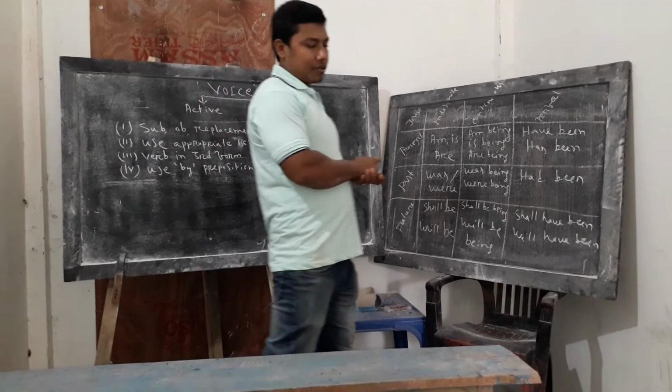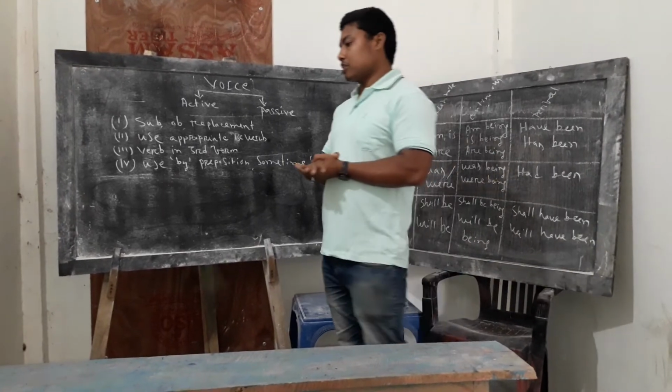Now, one by one, I am going to discuss the five parts of sentence. First of all, assertive sentence.